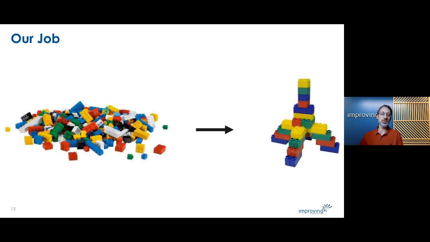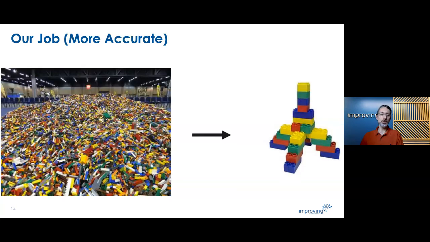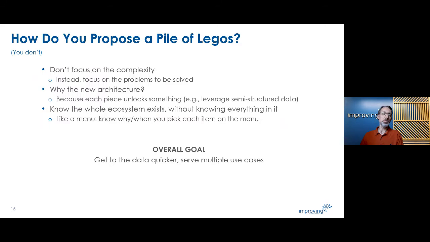I borrowed this slide from James Serra, who is a big data evangelist at Microsoft. And he said, considering the complexity, our job is like this. And then he put another slide up and said, really, it's more like this. At least this is how it feels. So this includes not only all the cloud technologies, but the on-prem as well. So then the question becomes, how do you propose a pile of Legos?